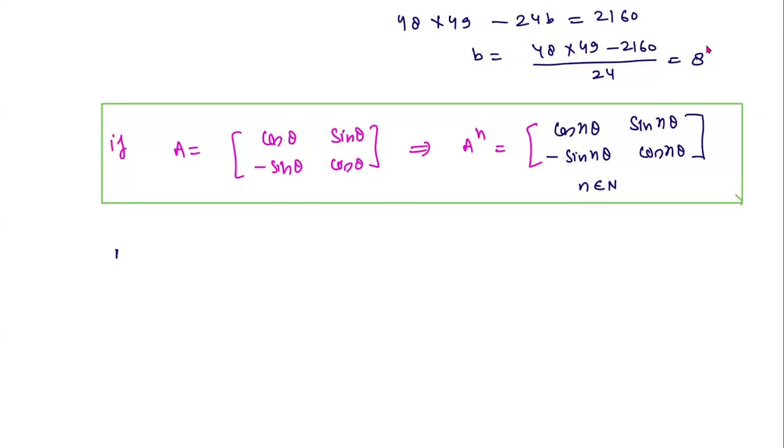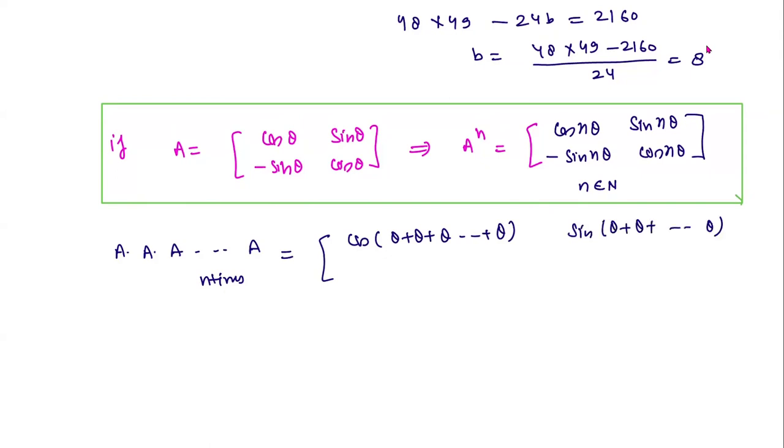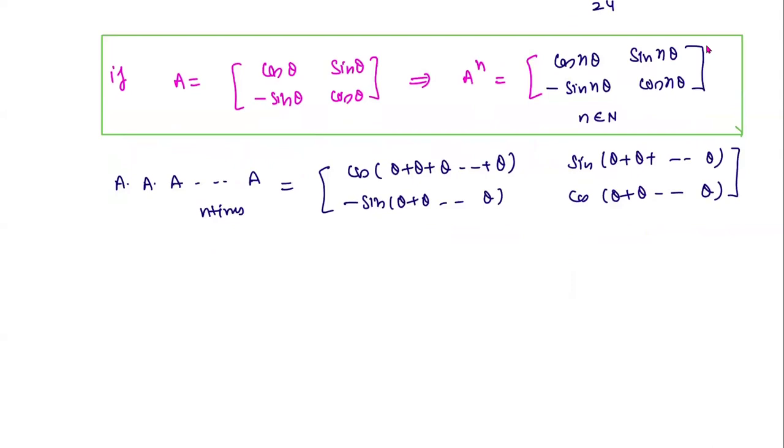How easy? A into A into A, how many times? N times, sir. Then the answer is cos theta plus theta plus theta, how many times? N times. Sine theta plus theta plus theta, how many times? N times. Minus sine theta plus theta, how many times? N times. And cos theta plus theta, how many times? N times, sir. Correct? Yes, sir. Why am I saying this result is important?